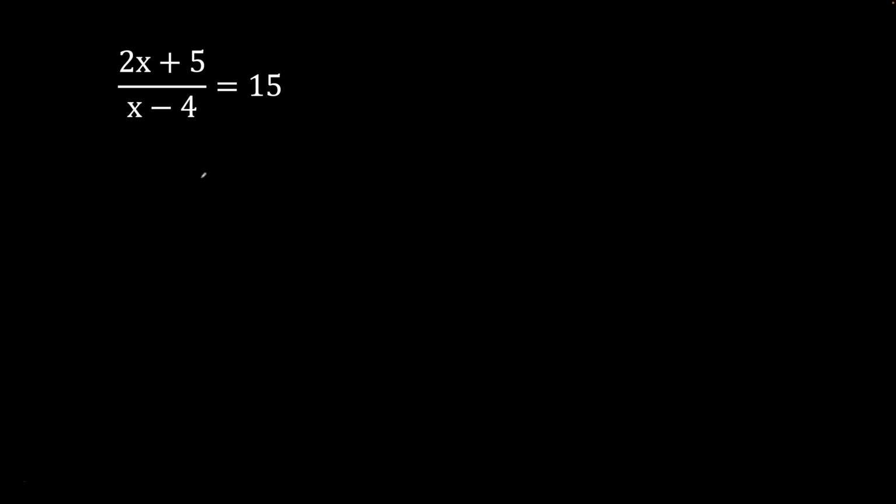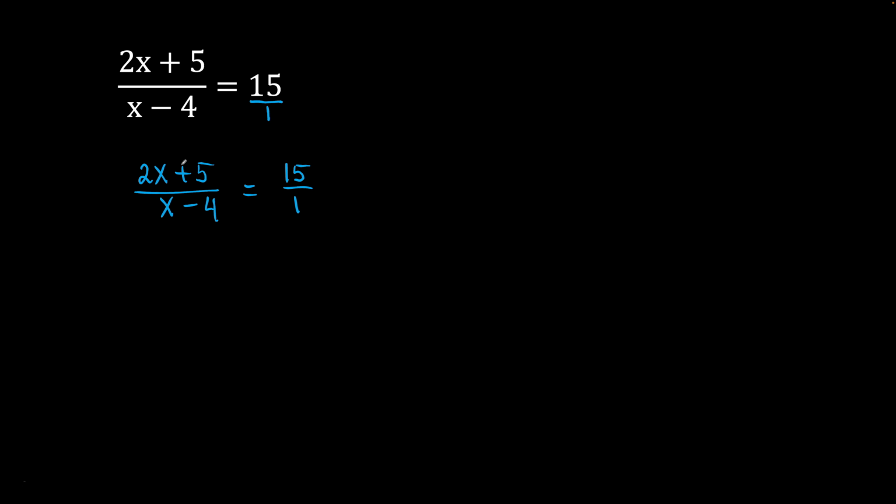The second way to solve this equation is to change 15 into 15 over 1. Now we have this equation as a proportion. We have 2x plus 5 over x minus 4 is equal to 15 over 1. So we changed it into a proportion. We have a fraction on the left, a fraction on the right. So we have a proportion.